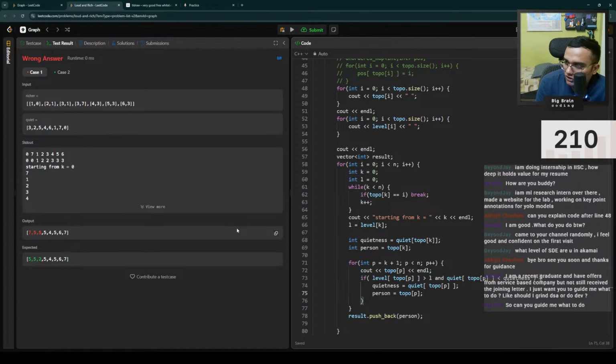Should I grind DSA or do dev? Do both, man. Why can't we do both? But since you are a recent graduate, I would prefer DSA. I mean, development you will eventually do at the job. But to get an offer, you should have 1 or 2 projects and decent DSA. So both of them matter equally.